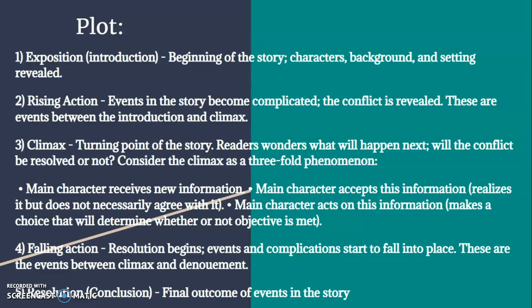And these 3 points are simply: the character is going to receive some new information. The character is basically going to be enlightened. Then the character has to accept this information. They have to realize this information. They don't have to agree with it, but they realize, okay, I need this information. This information is going to help propel me into the next stage. Then the character has to act. The main character, the protagonist, has to act on this information.